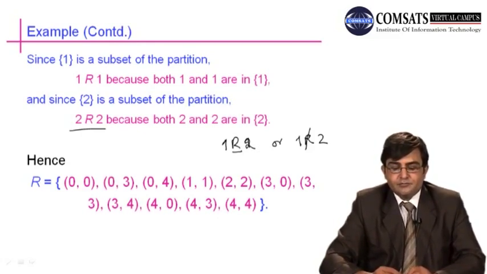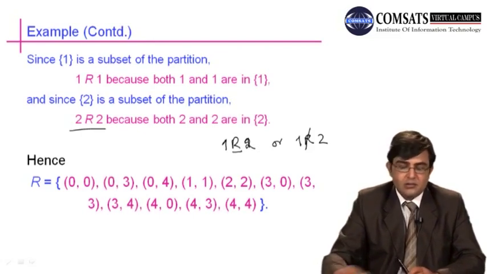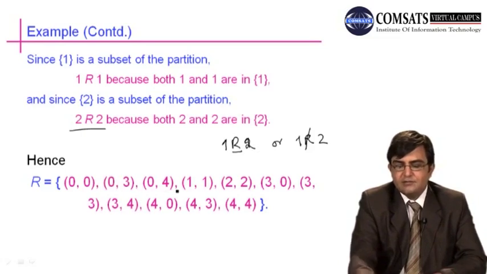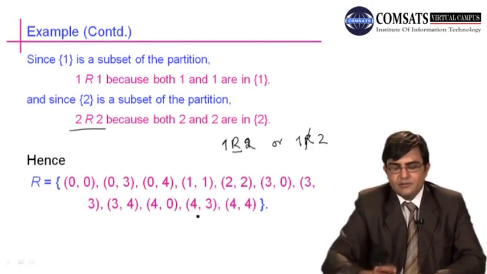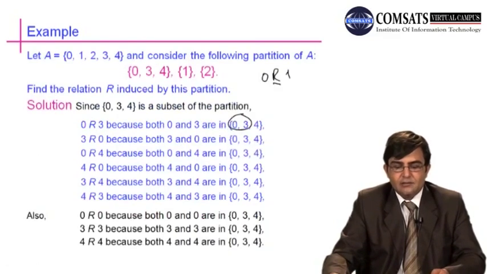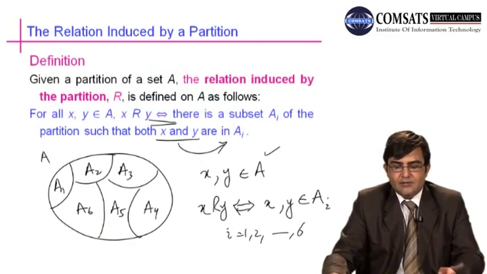So what is the relation? Basically, now the relation contains (0,0), (0,3), (0,4), (1,1), (2,2), (3,0), (3,3), (3,4), (4,0), (4,3) and (4,4). So this is the relation which is induced by a partition that we have obtained now. I hope you understand, as we have discussed first the definition of partition and then we defined the relation which is induced by a partition.